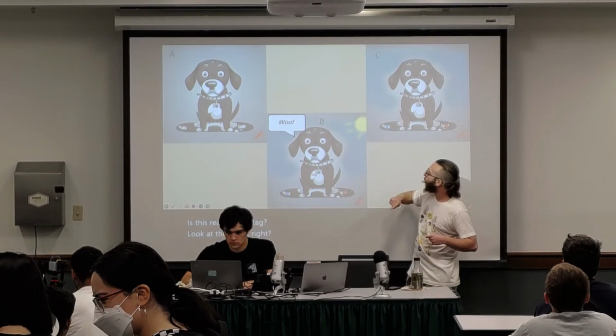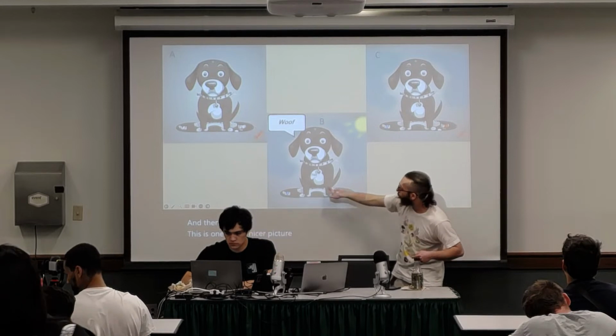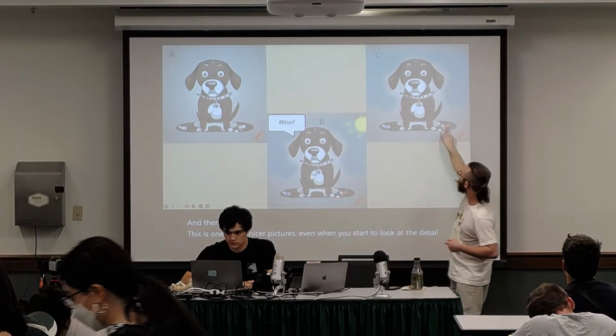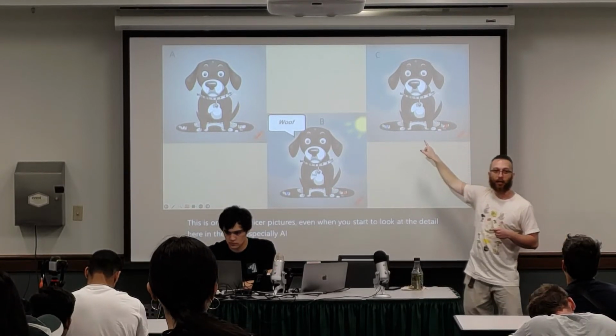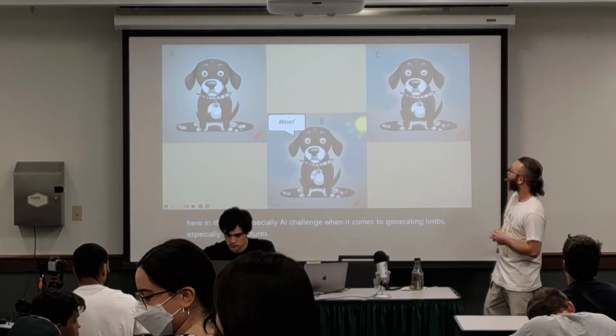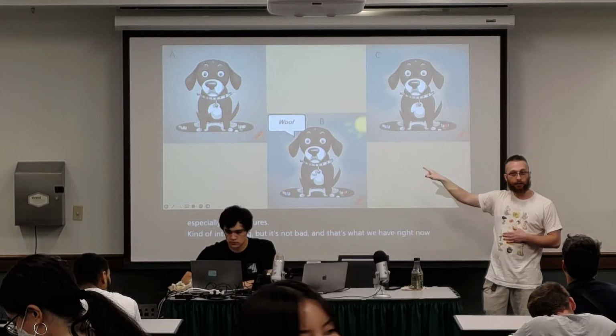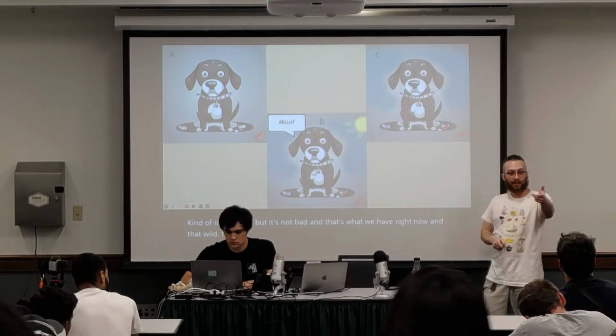And then this is one of the nicer pictures. Even when you start to look at the detail here in the legs especially, AI is challenged when it comes to generating limbs, especially with pictures. Kind of interesting, but it's not bad, and that's what we have right now. Isn't that wild? That's crazy, huh?